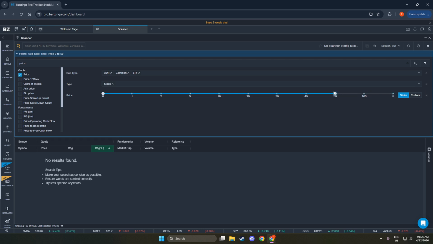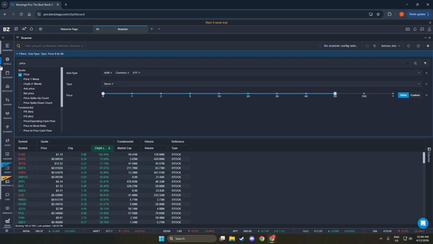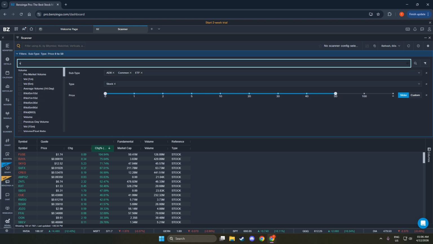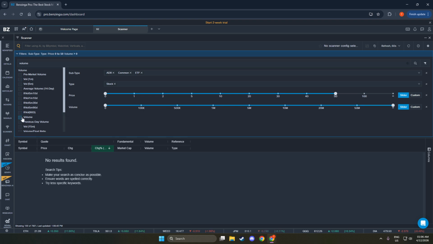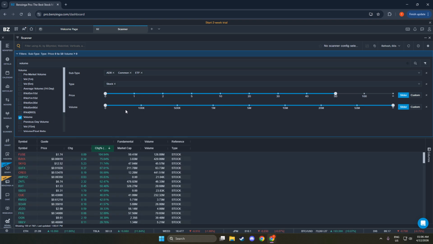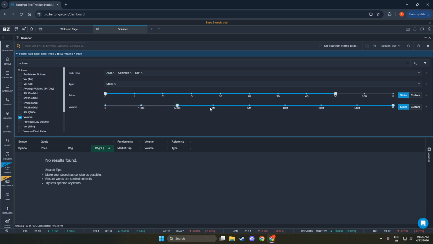Next, set the price filter to show tickers between $1 and $50. This range tends to capture names that are affordable, liquid, and capable of meaningful percentage moves, which is ideal for day trades and short-term swings. You're balancing volatility and tradability here. High enough to move, low enough to size positions sensibly.